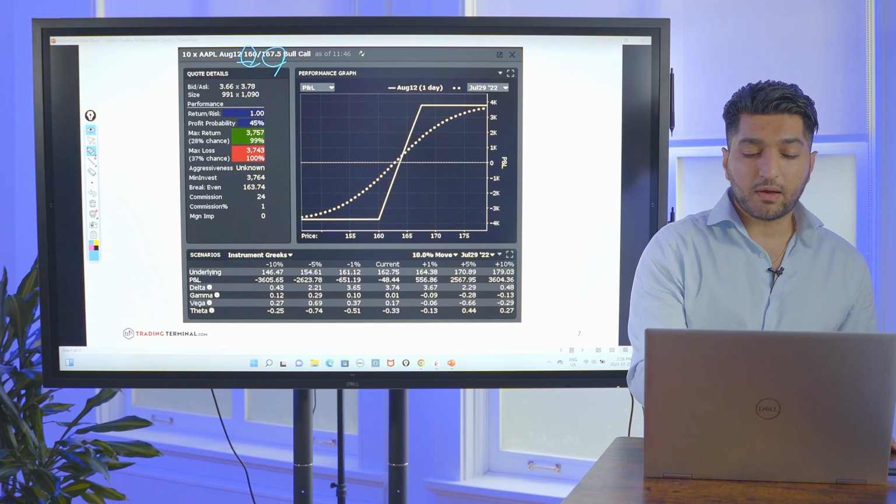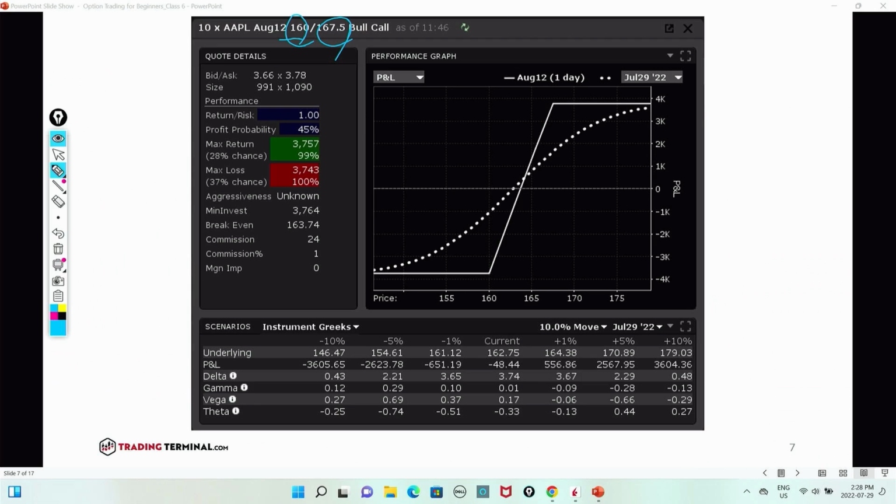The payout diagram looks something like this. For every dollar that Apple goes above 163, which is your break-even point, you're going to make more money and more money and more money, dollar for dollar, all the way until the 167.50. That's where your profit gets capped, right around here. So your profit is getting capped here. You're making all the money if Apple goes up anywhere from 163.